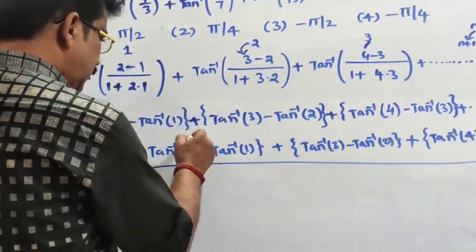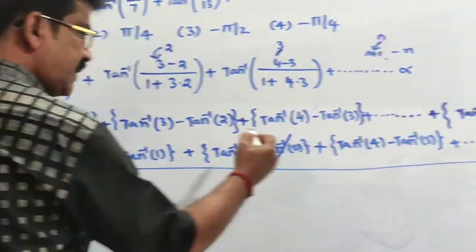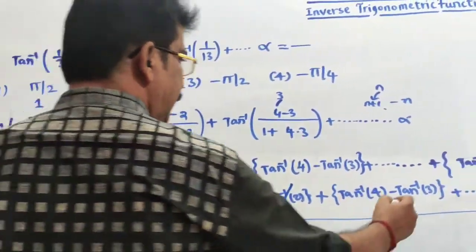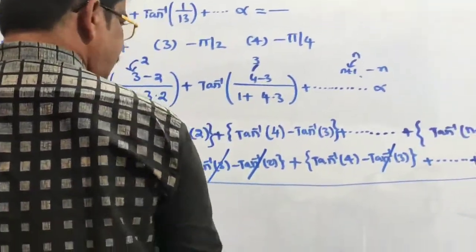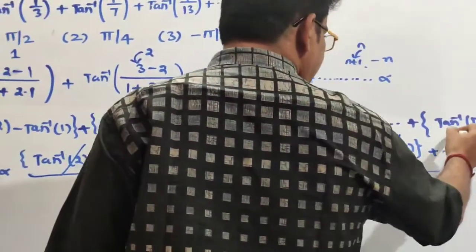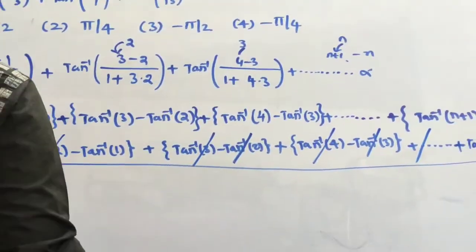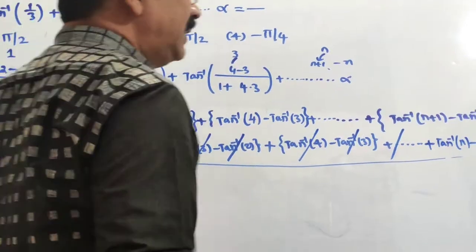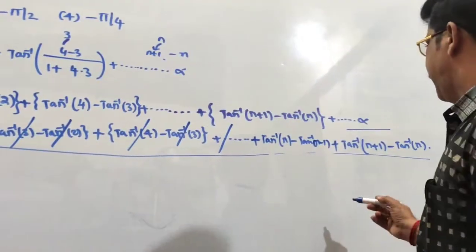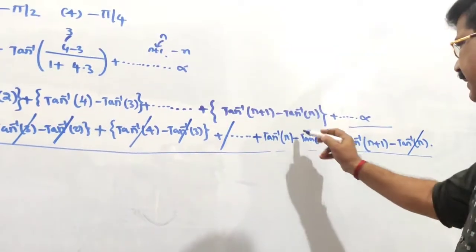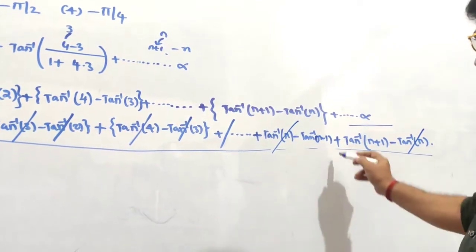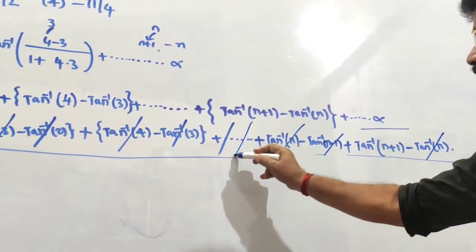Here tan inverse of 2 cancels. Here 3 will be cancelled. 4 will be cancelled here. Later 1 should not be cancelled. You come here. Next, n will be cancelled. Later n minus 1 will be cancelled here.